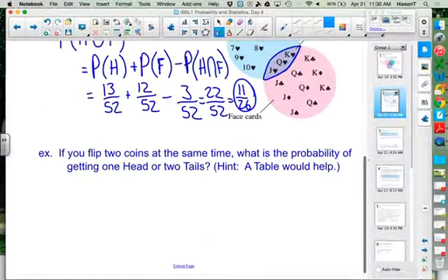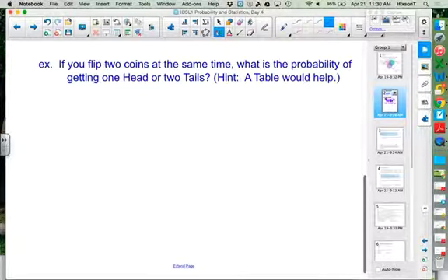Here's another case where we actually have mutually exclusive events. Let's say you flip 2 coins at the same time. What's the probability of getting 1 head or getting 2 tails?